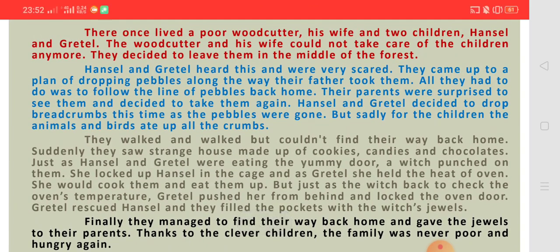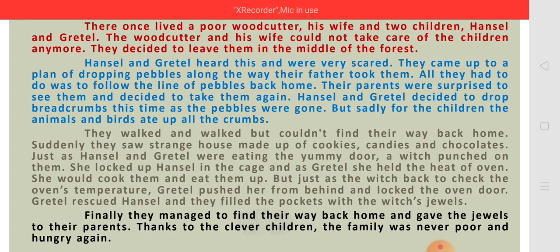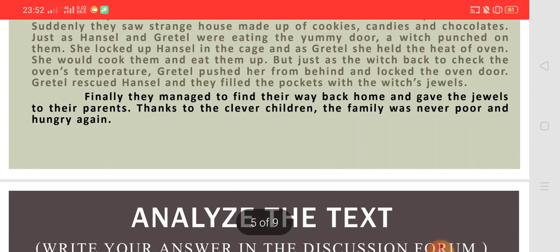Yes, like this. So please try to find the parts or elements of this text. Which one is the orientation, which one is the complications, which one is the sequence of events from this story, and then what is the message or moral value that you can take from the story.